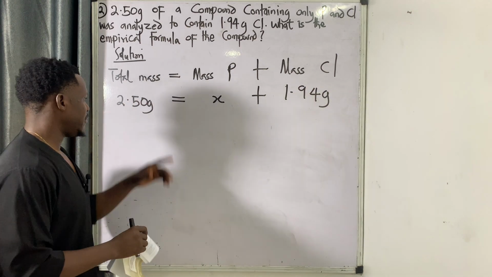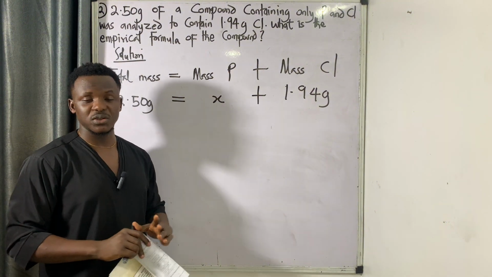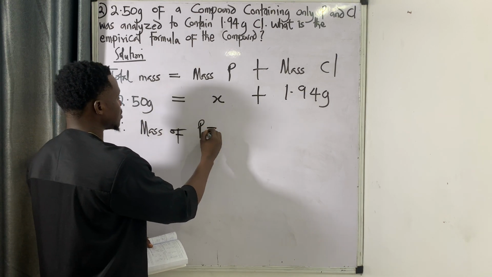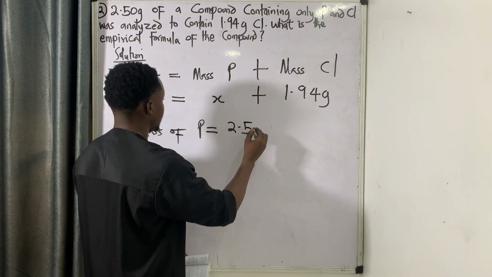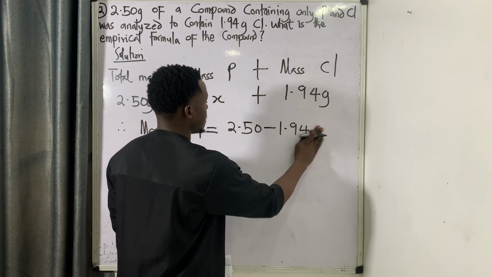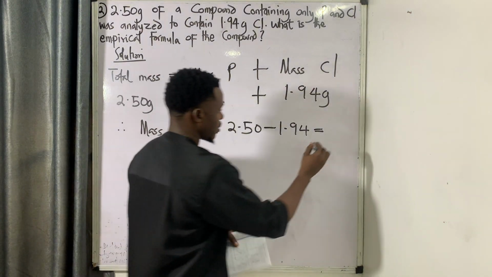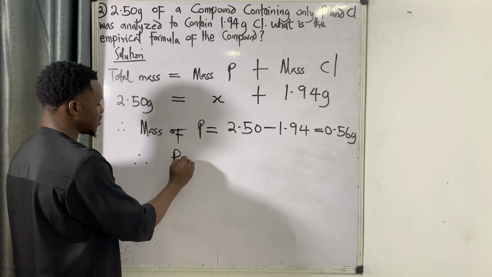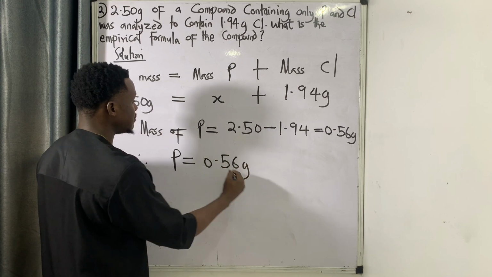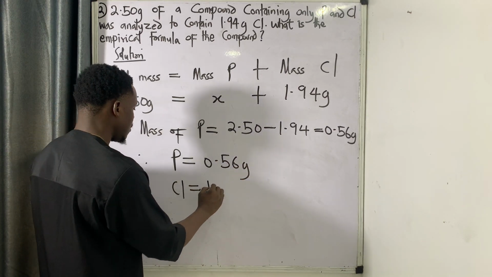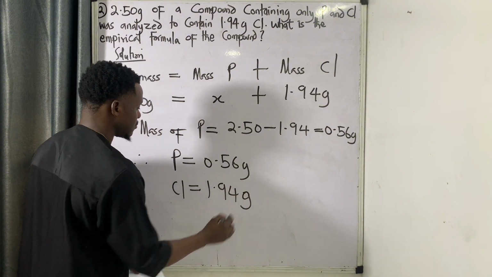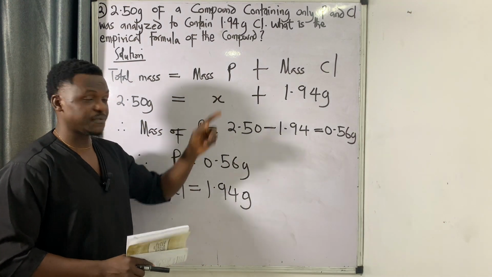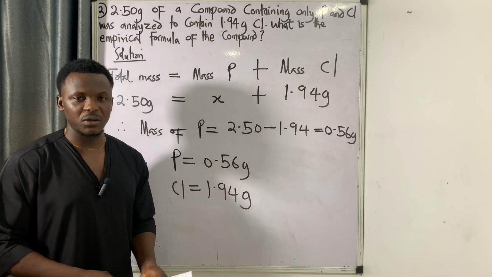So the reason why they gave us this total mass is for us to be able to use it to get the mass of the phosphorus that was not given to us. So obviously the mass of phosphorus now becomes, if this comes over, 2.5 minus 1.94. Now this is equal to 0.56 grams. So therefore, we now have the mass of phosphorus to be 0.56 grams. We have the mass of chlorine to be 1.94 grams. Now, we have no business with the total mass again. The sole aim of this total mass was for us to be able to use it to get the mass of phosphorus. Right? Now, let's dive into our solving proper.